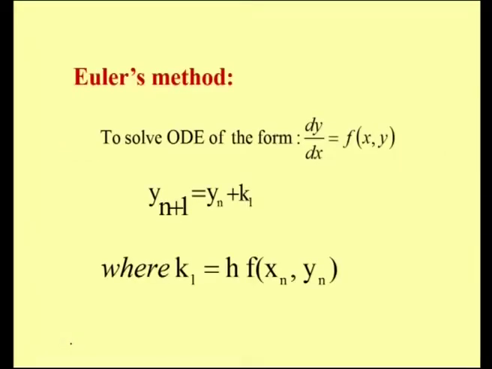First method, Euler's method. To solve ODE of the form dy by dx is equal to f of x comma y, we consider yn plus 1 is equal to yn plus k1, where k1 is equal to h times f of xn comma yn. So, this is the Euler's method formula. Yn plus 1 is equal to yn plus k1, where k1 is h times f of xn comma yn.